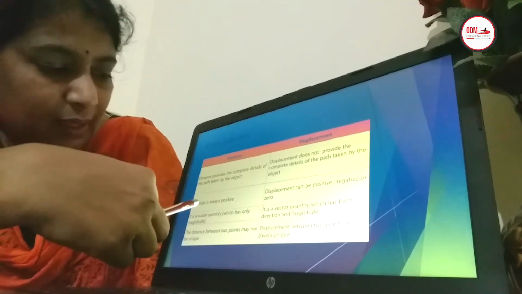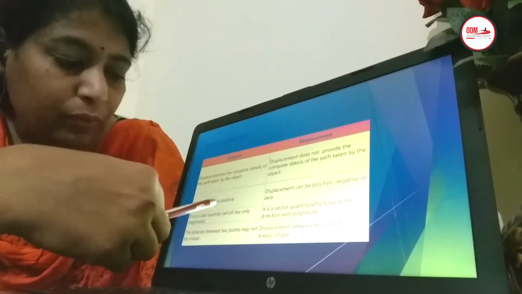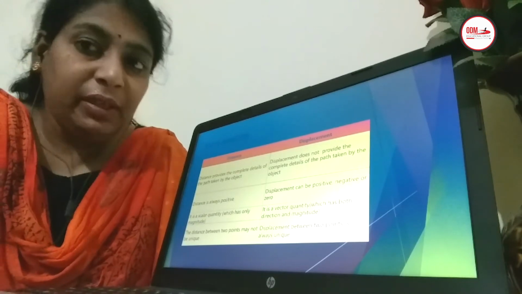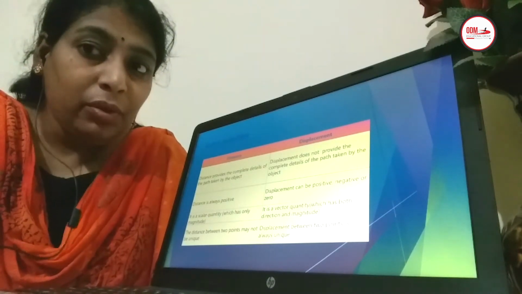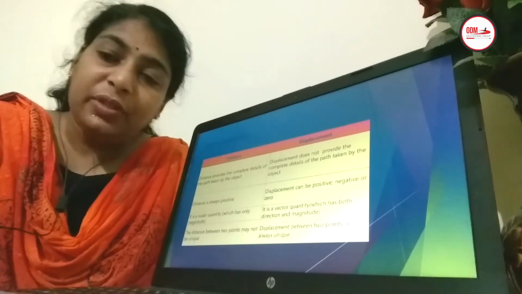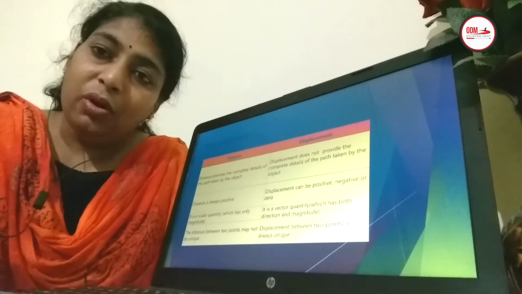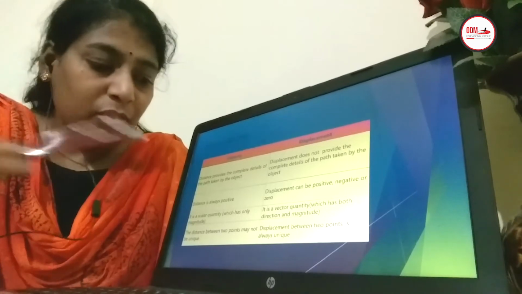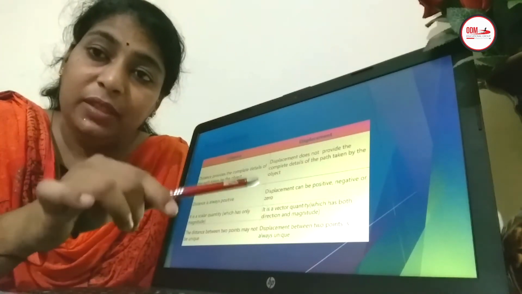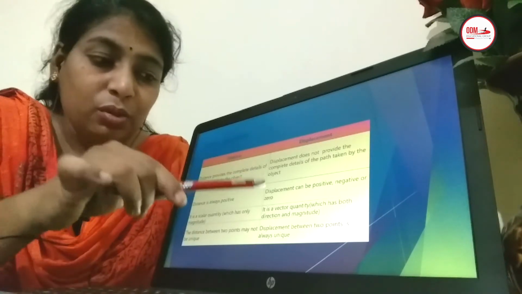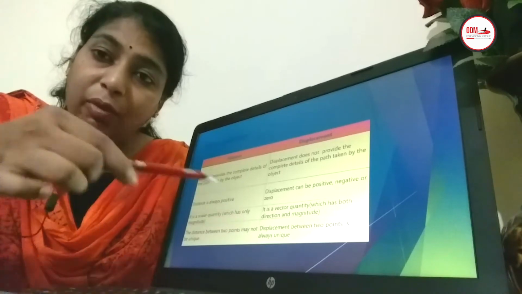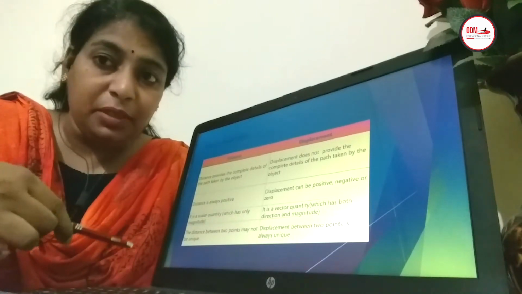Second point, distance is always positive, but displacement can be positive, it can be negative, it can be 0. Let us discuss that. Distance is always positive, meaning I have to travel a certain path, and that is your positive. But for displacement, I need to mention the direction. If I go forward, that becomes positive. If I go backward from the original position, that becomes negative.